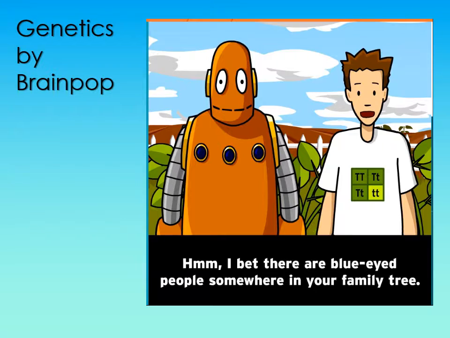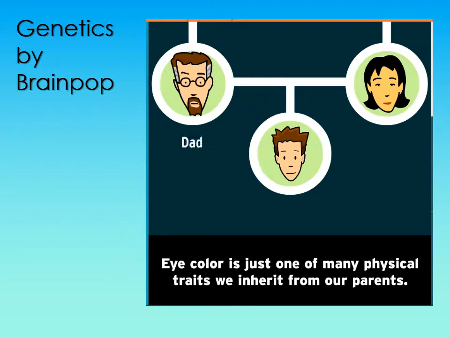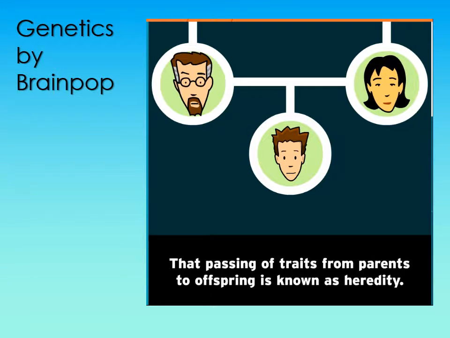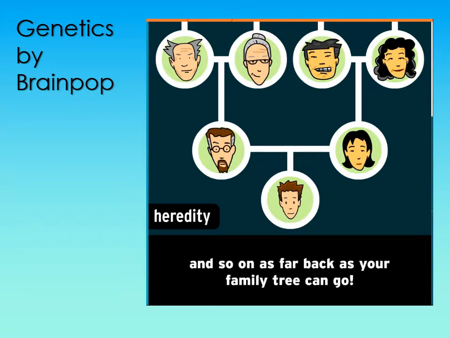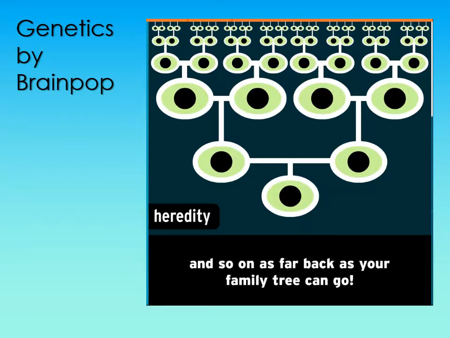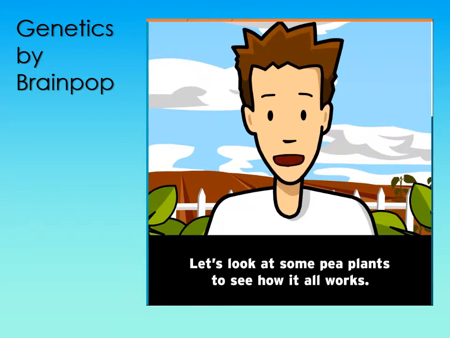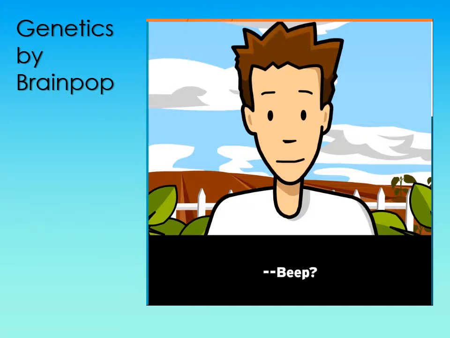Well, I bet there are blue-eyed people somewhere in your family tree. Eye color is just one of many physical traits we inherit from our parents. That passing of traits from parents to offspring is known as heredity. But remember that parents inherit traits from their parents, and so on, as far back as your family tree can go. Let's look at some pea plants to see how it all works.